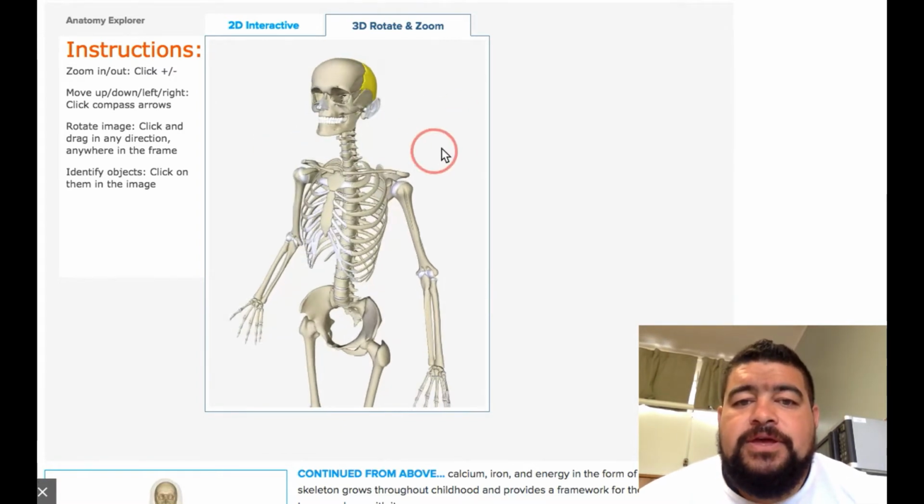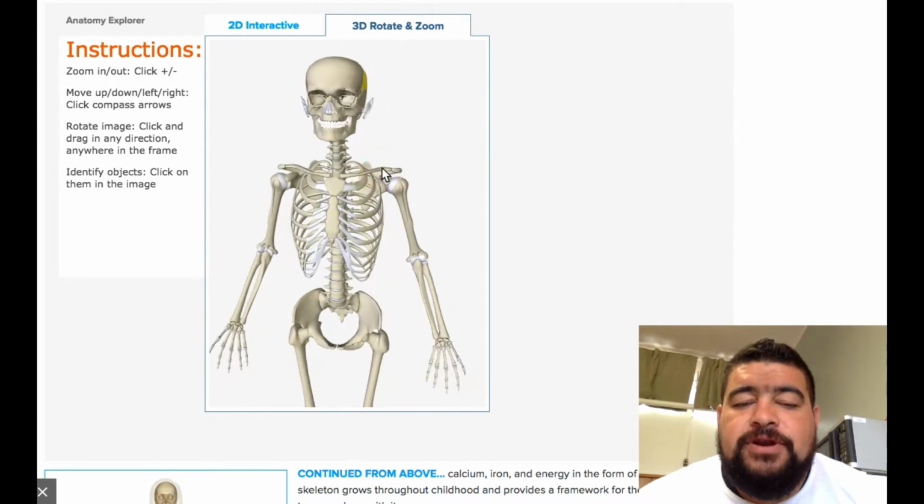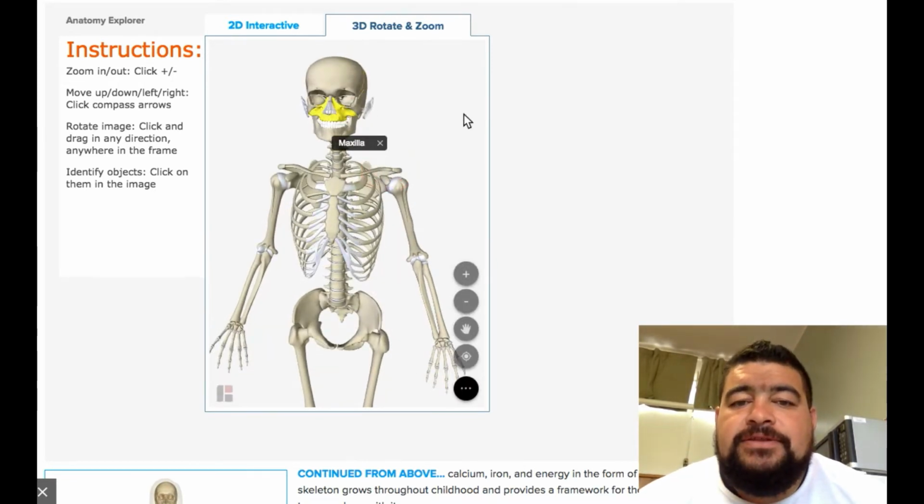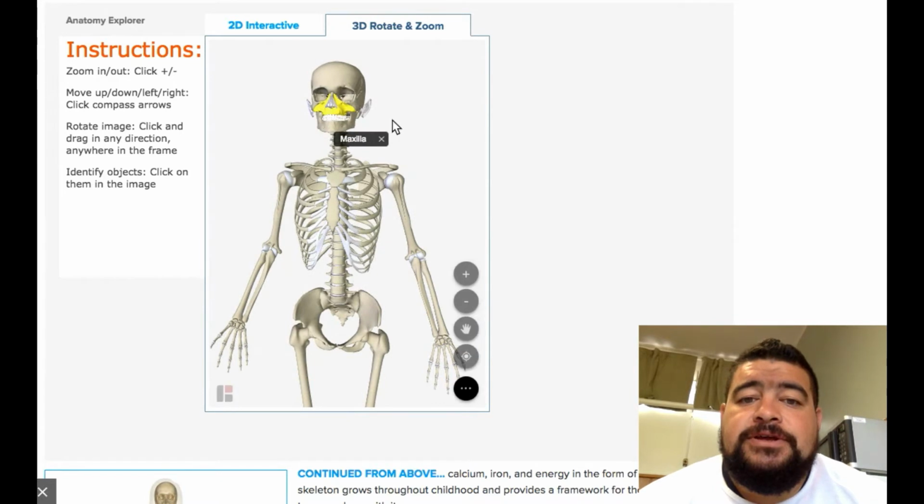As I turn them around to the front, this part here, the maxilla, determines in a big way how we look, and that's something that we do need to know. Below that, the maxilla and the mandible are the two parts of our body that help us to eat and help us to talk. So again, we need to know the mandible.